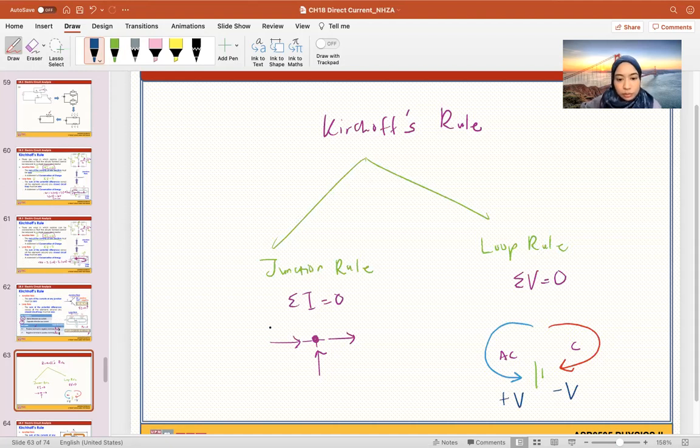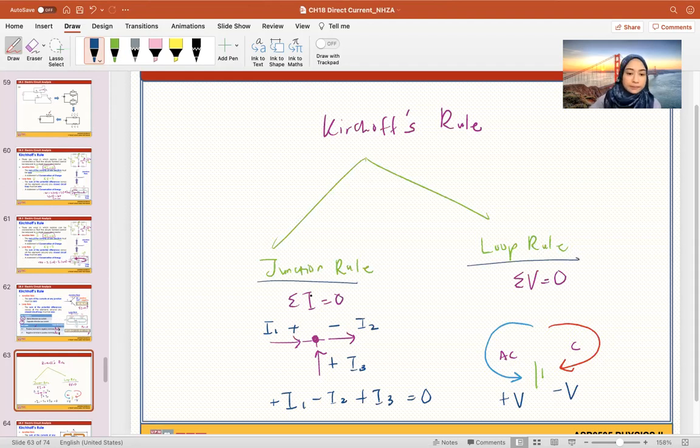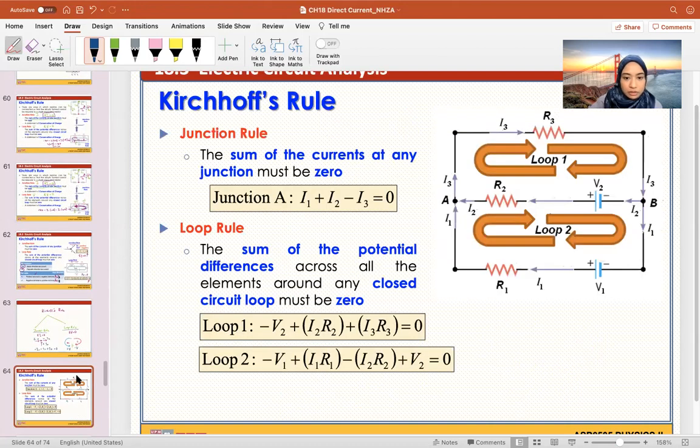Whereas for the junction rule, what goes in becomes positive, what goes out becomes negative. So here, I1, I2, I3. This becomes positive I1, positive I2, negative I3, and everything equals 0. Sounds easy, right? You just have to remember the rules. So let's do an example.